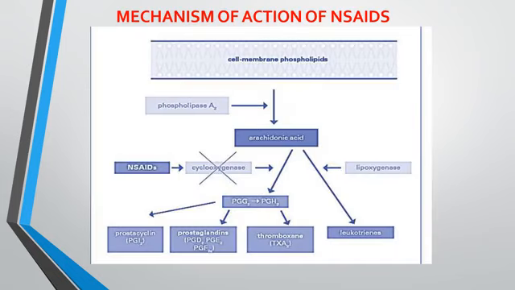The mechanism of action of NSAIDs: phospholipase A2 converts phospholipids to arachidonic acid, and this arachidonic acid is in turn converted to prostaglandins. The conversion of arachidonic acid to prostaglandins is mediated by cyclooxygenase, and this cyclooxygenase is inhibited by non-steroidal anti-inflammatory drugs. So this is their mechanism of action. In pharmacological management, we have seen opiate drugs and NSAIDs, the opiate mechanism and the non-opiate mechanism.